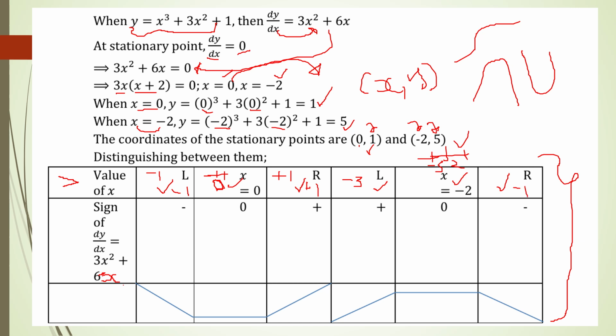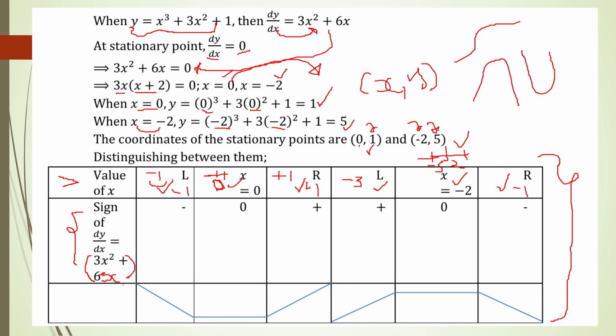Now the second row is going to be constituting the sign of dy/dx. Remember that our dy/dx was the same as 3x squared plus 6x. So we get this value, and we only want the signs that are going to be displayed if we substitute the assumed value that we put on the left-hand side of this x value.